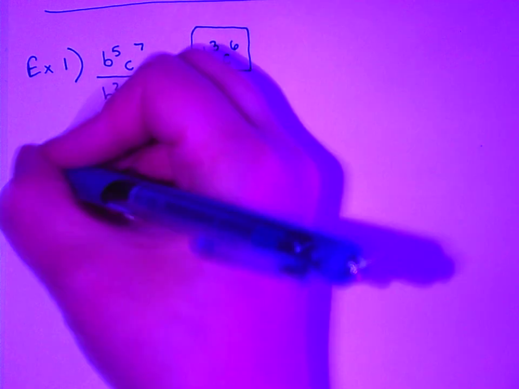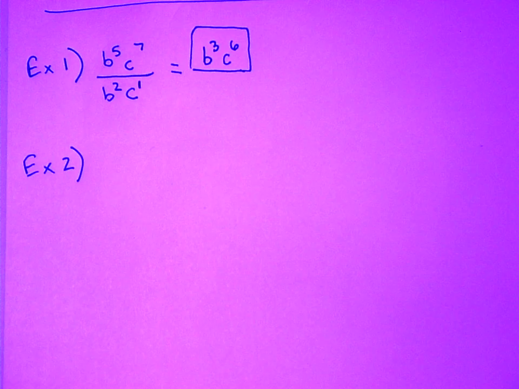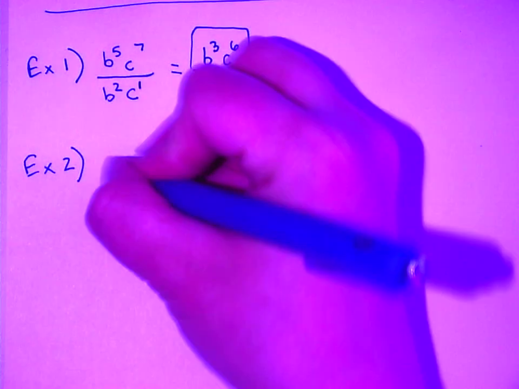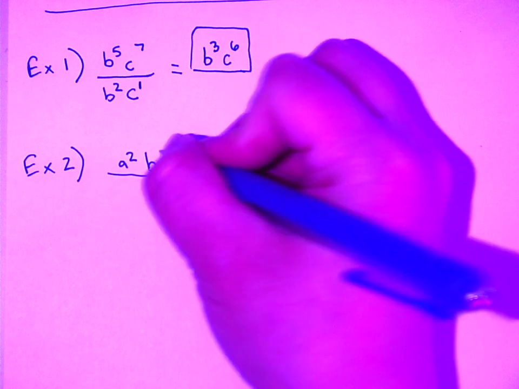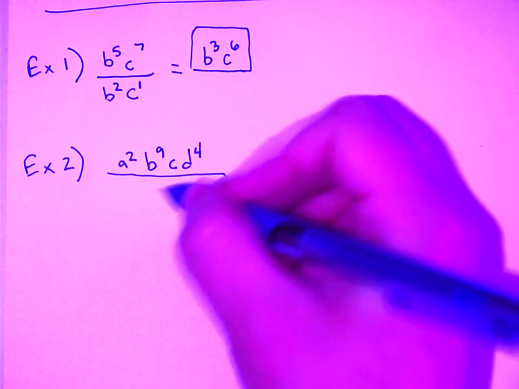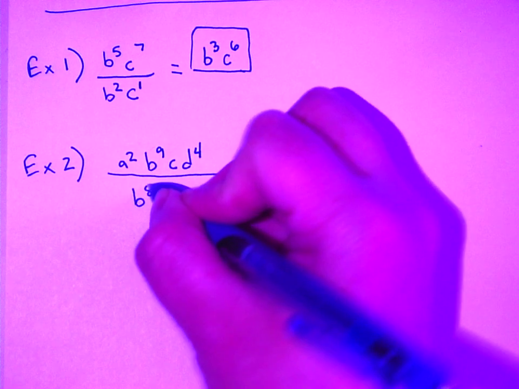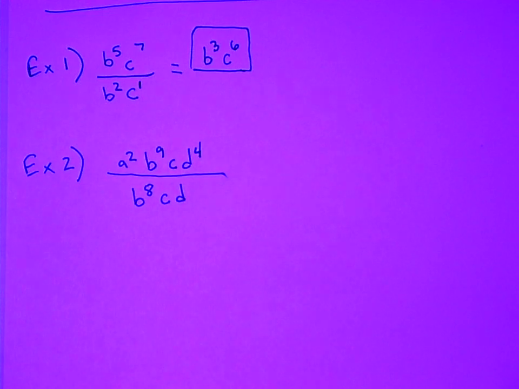Example 2, this one's worth a prize with your partner. All right, a fraction on top is going to be a squared, b to the 9th, c, d to the 4th, and on the bottom will be b to the 8th, c, and d. All right, talk to your partner.